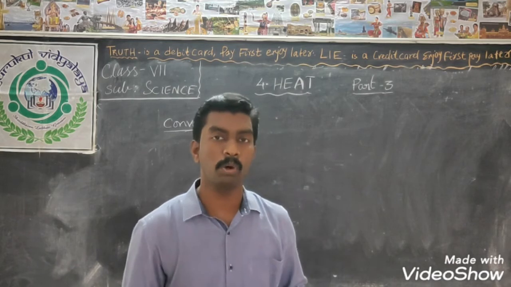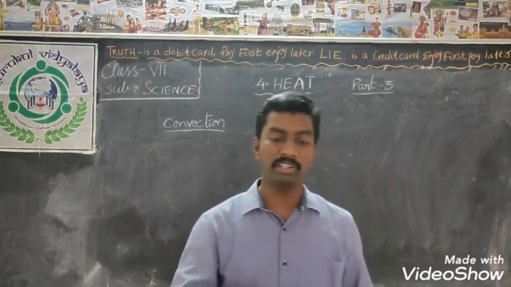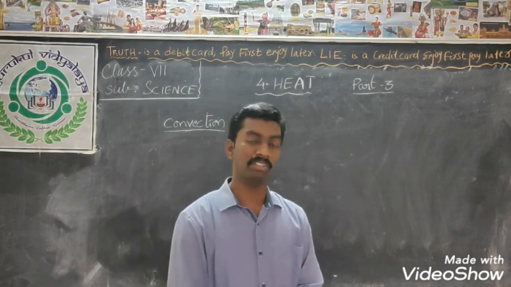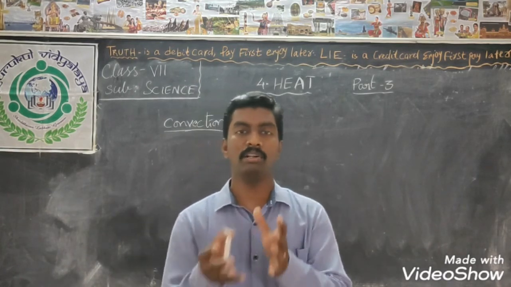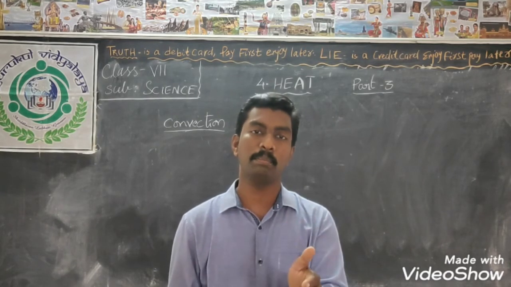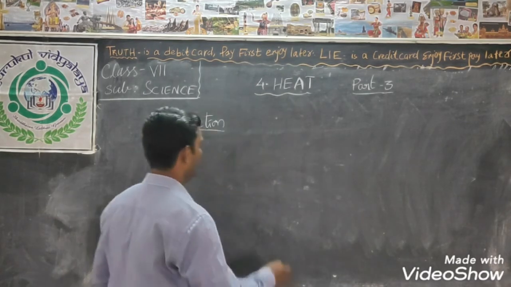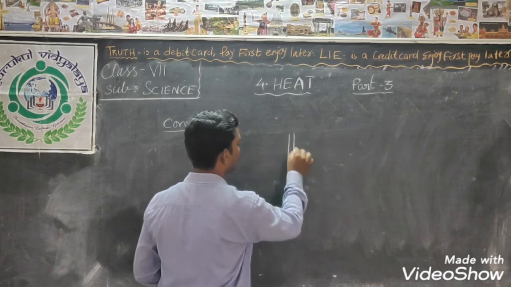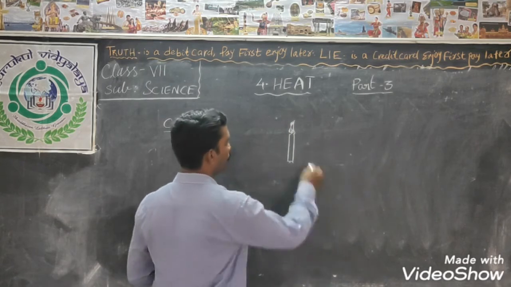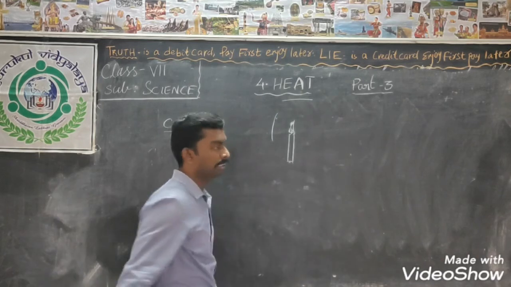Check activity 4.9 in your textbook. There is a figure 4.10, transfer of heat by convection in air. We place one candle on the table and light it. One hand should be kept at the side of the candle and another hand at the top of the candle. If the flame is there, we place one hand at the side of the candle and another on top of the candle.